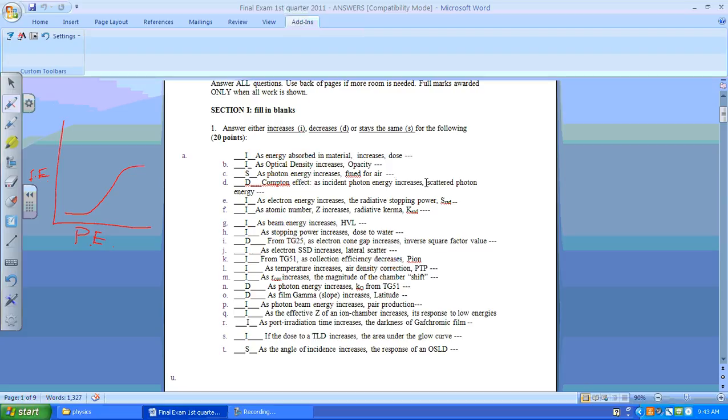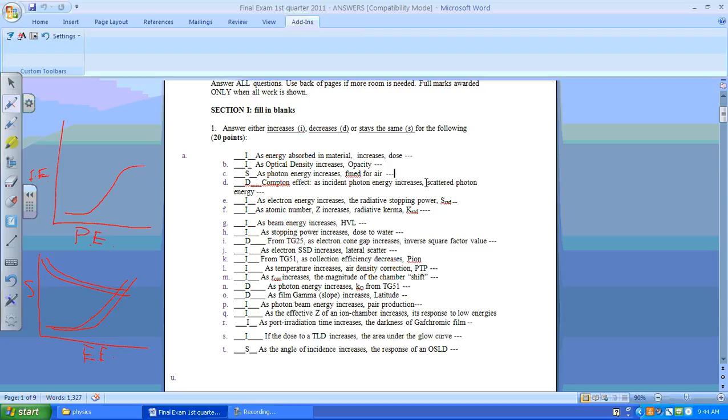And then D, what else? E. As electron energy increases, the radiative stopping power. Here's another graph. This was radiative stopping power, and this is electron energy. There are 6 curves on this graph. There's 3 curves for the different materials. One material was, if I remember correctly, copper. Then there was a soft tissue in there, and I can't recall what the third one was. The collisional stopping power did something like this for the different materials, and the radiative stopping power did something like that.